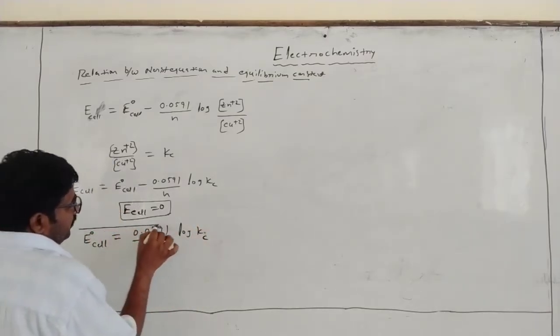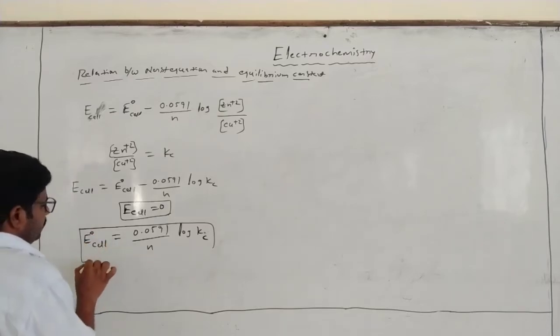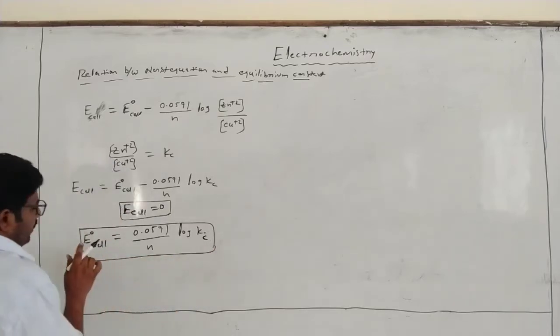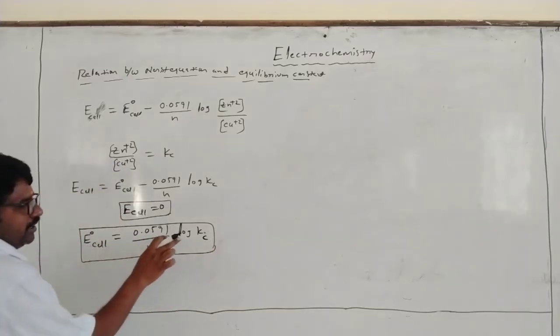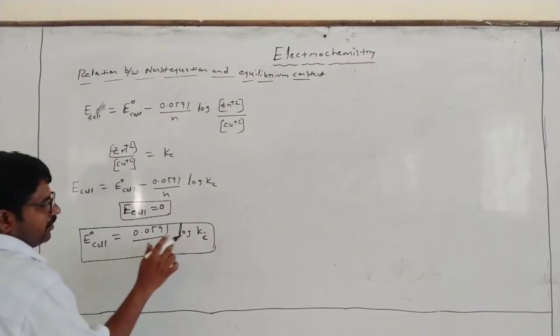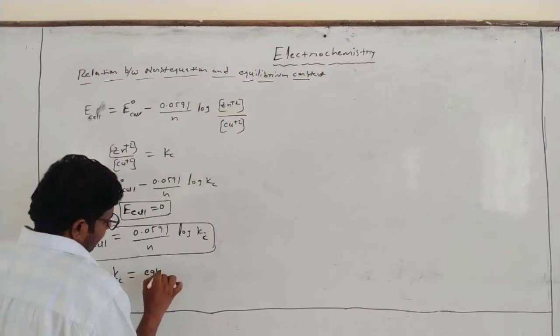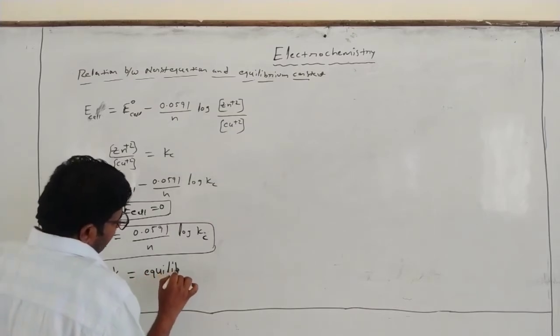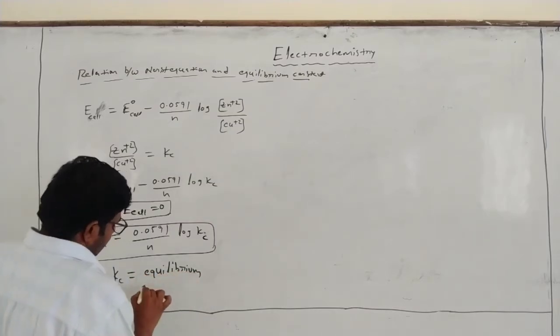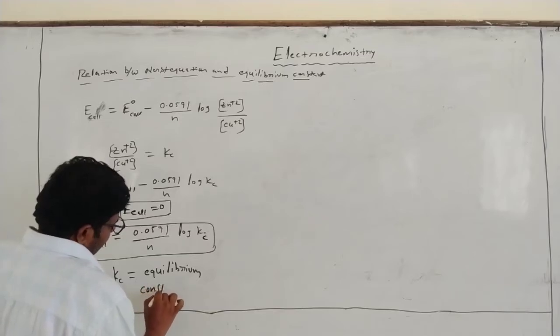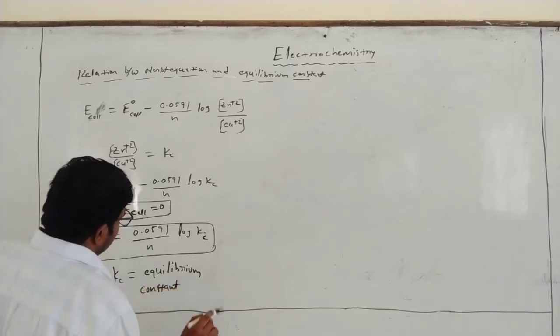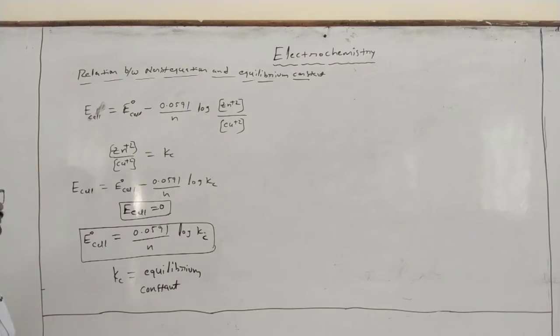This is called the relation between standard electrode potential and equilibrium constant. Here Kc is called the equilibrium constant. This is the relation, and it is very, very important.